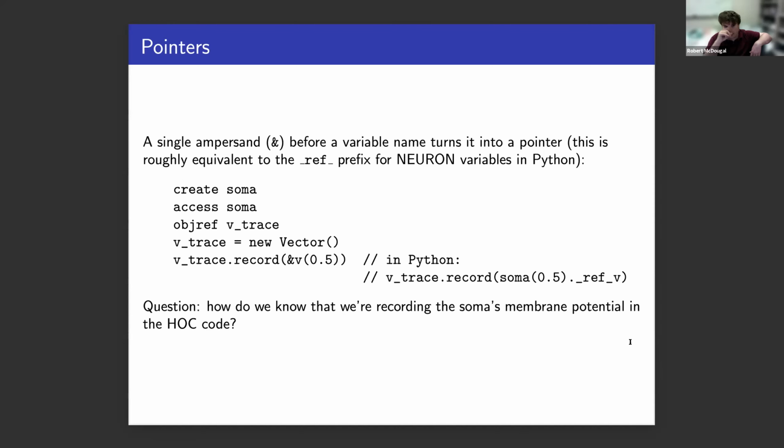All right, pointers. So we know in Python we use underbar ref underbar to grab a pointer. In HOC, you use the ampersand. If I want to record membrane potential, it's going to be the ampersand, the address of, a carryover from C. V of 0.5 is recording a pointer to the membrane potential at the center of whatever happens to be my currently accessed section, which in this case is soma, way up here. So this is equivalent to this underscore ref business that we've been using before.